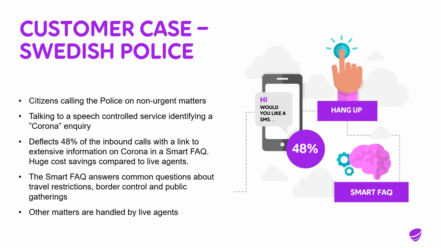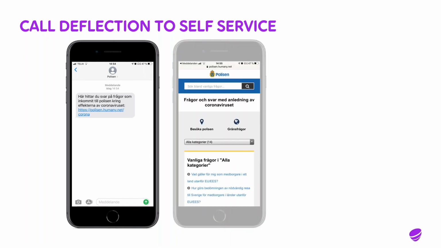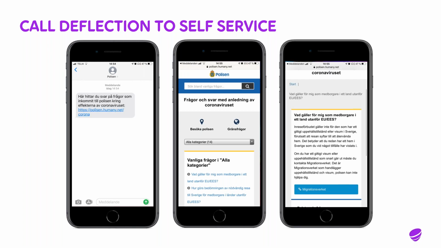So if I dial this number 114 and I say something about Corona, or I can also press a menu choice for Corona questions, I will be presented with a link. This is in Swedish, but I get a link to my phone, and when I click that link, I see questions and answers in this smart FAQ about the coronavirus. And if I pick the top one, I can see whatever I need to know here.